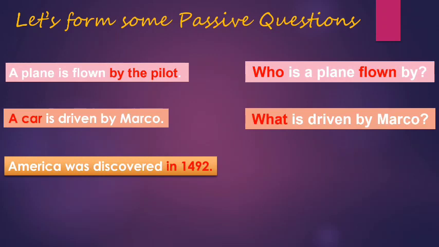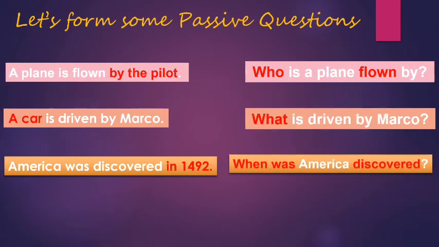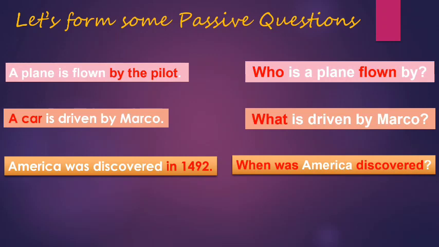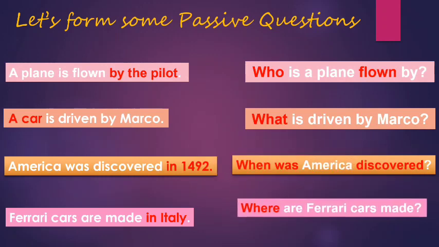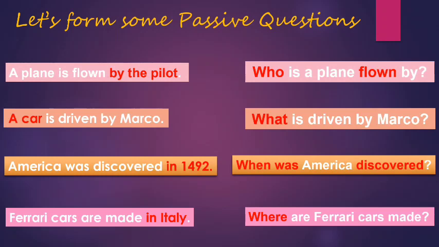Another example, America was discovered in 1492. We would like to ask about the time. Here, the proper question form is when. When was America discovered? Another example, Ferrari cars are made in Italy. Italy here is a place. To ask about a place we use where. Where are Ferrari cars made?